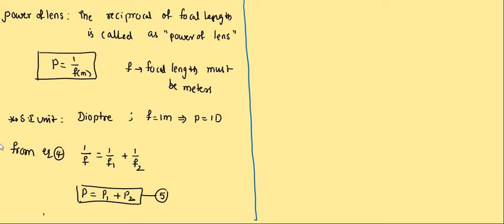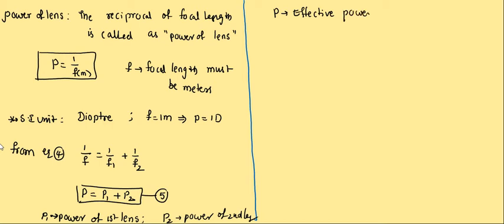P1 is the power of the first lens, P2 is the power of the second lens, and P is the effective power. If two lenses are there, then their effective power is this one, and the effective focal length we already derived, right?